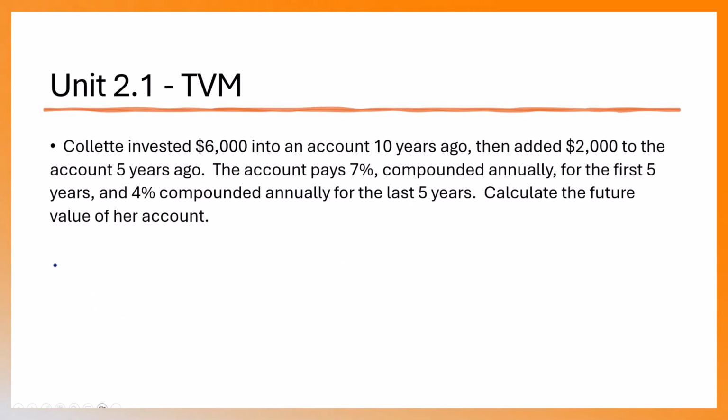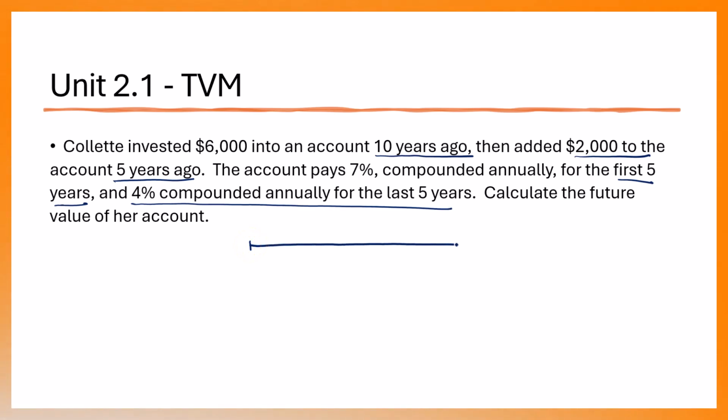Question number 6. Colette invested $6,000 into an account 10 years ago, then added $2,000 to the account 5 years ago. The account pays 7% compounded annually for the first 5 years and 4% compounded annually for the last 5 years. This is a historical perspective, which is kind of strange. So we have -10, -5, and 0. The alternative perspective from my view is we can treat this as 0, this is 5 years, and this is 10, right? There's 10 ticks total on the timeline.